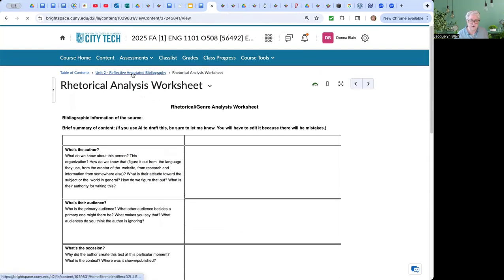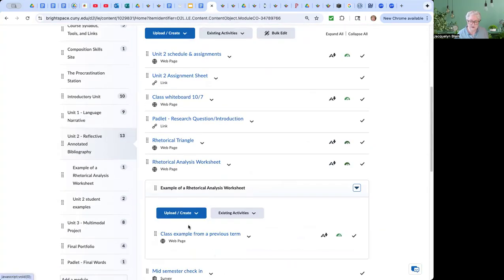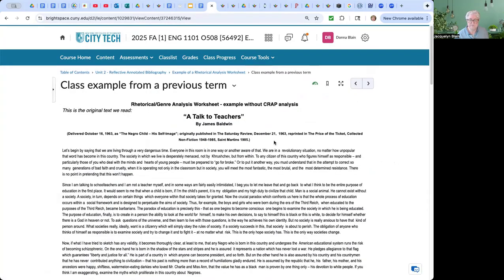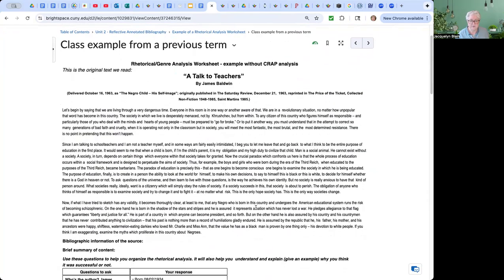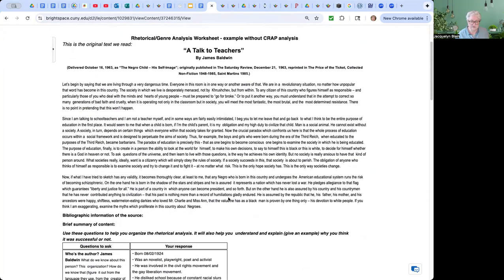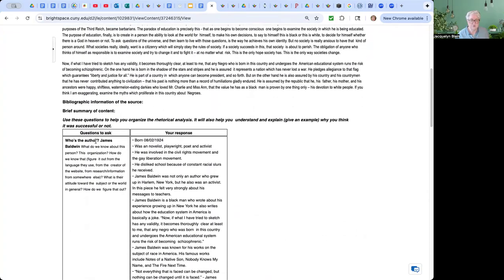Now, just to show you one, this was one that I did several years ago. You're going to want to look at this. This is part of a talk to teachers by James Baldwin from 1963. So here was the beginning of it, and then this is what we did in class. Okay, so who's the author? We were doing this synchronously, which is what we would have done today, except we don't have class. And all the students found stuff and dropped it all in here.